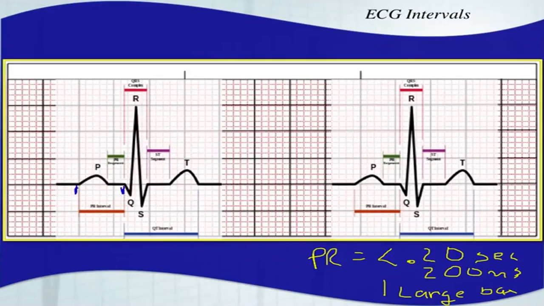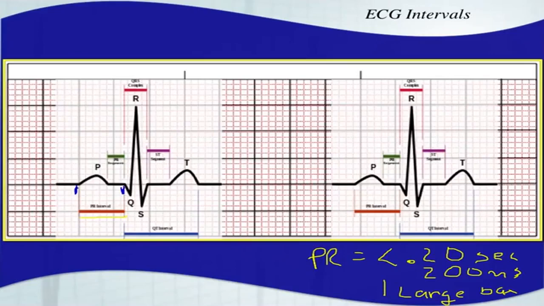This example here is actually longer than that. So if we were measuring this PR interval, we would say that is a lengthened PR interval, and that's usually a sign of a type of heart block. We'll talk about that later on when we get into identifying heart blocks. So the two measurements we have to remember now are the QRS duration, which should be less than 120 milliseconds, roughly 3 small boxes, and the PR interval, which should be less than 200 milliseconds or 0.20 seconds.